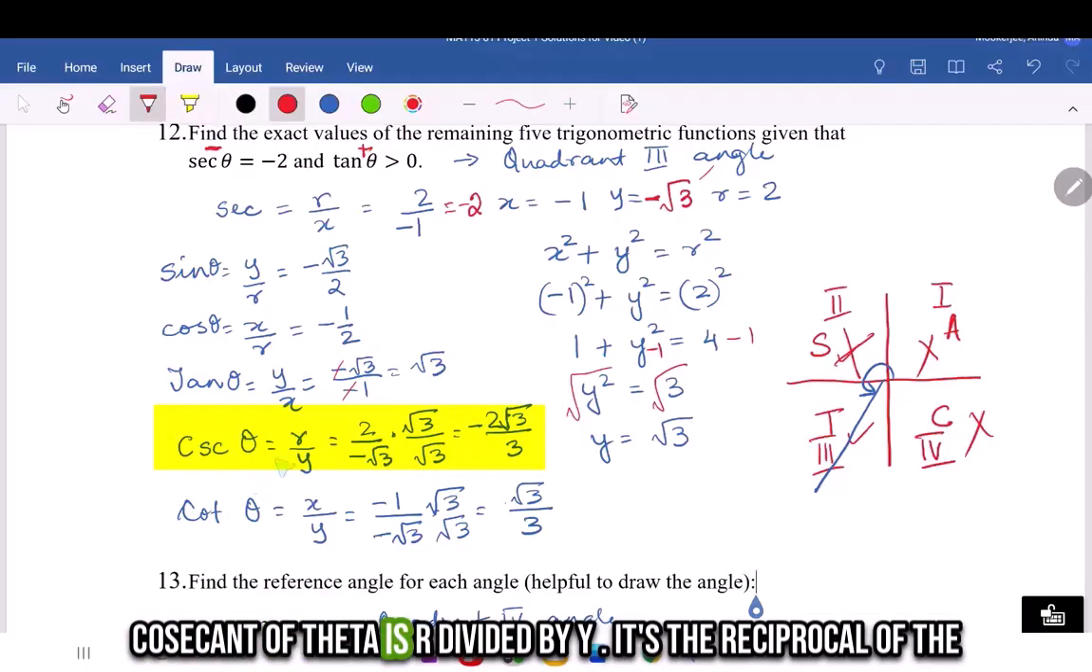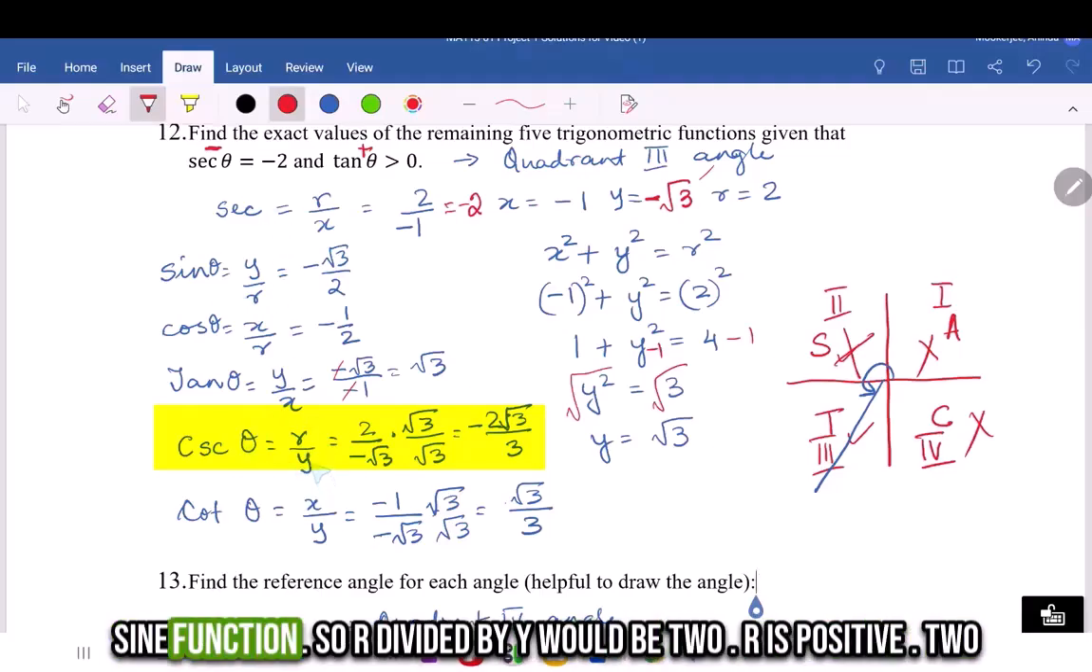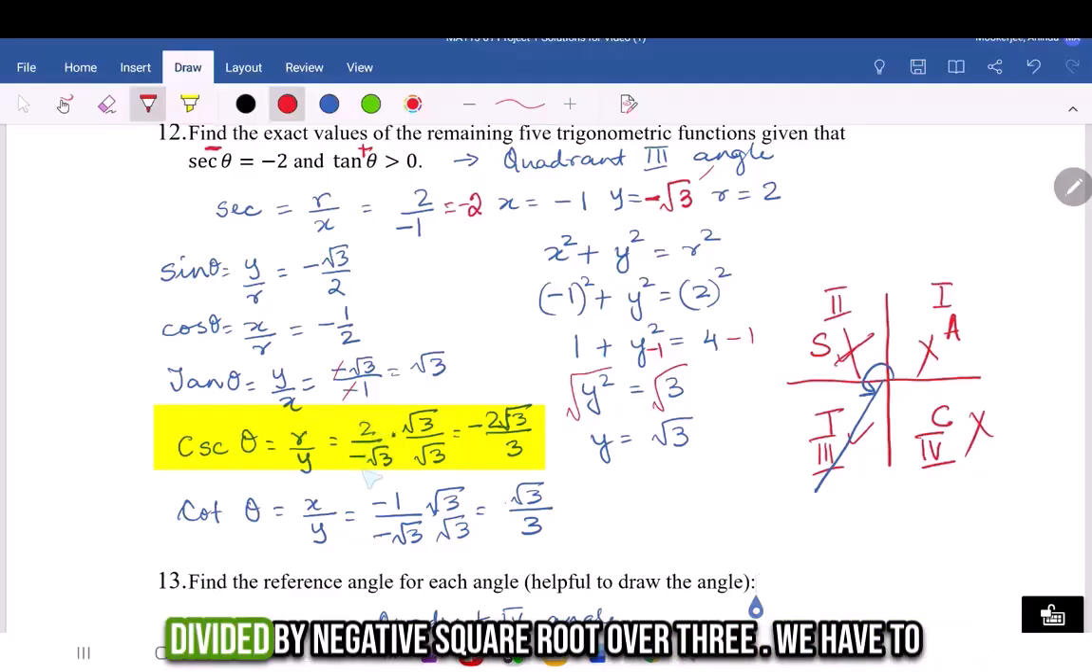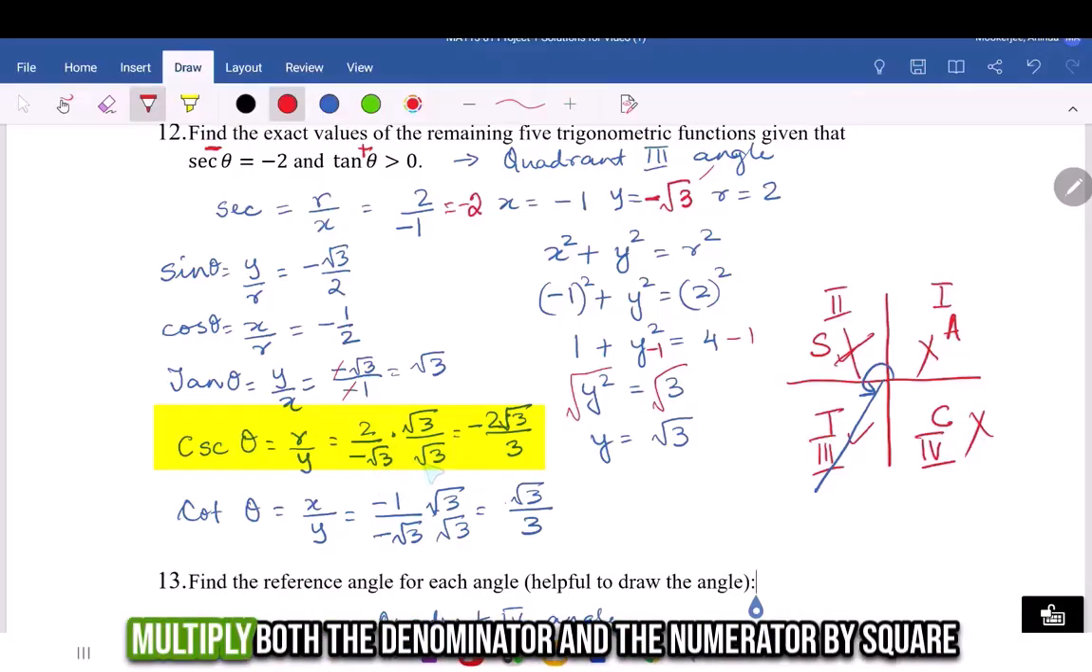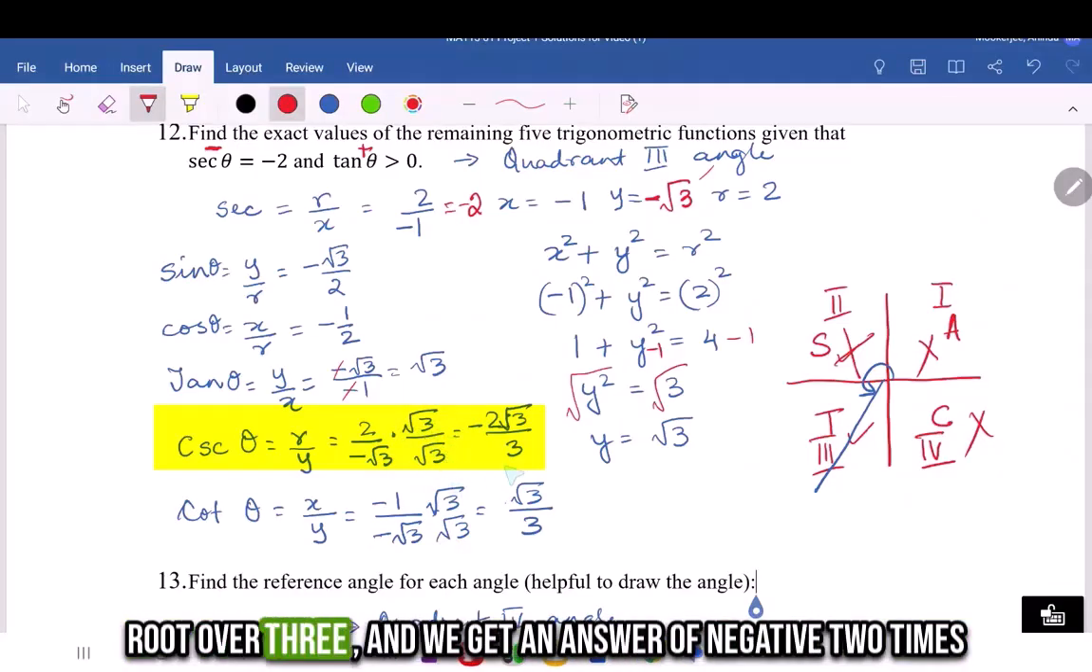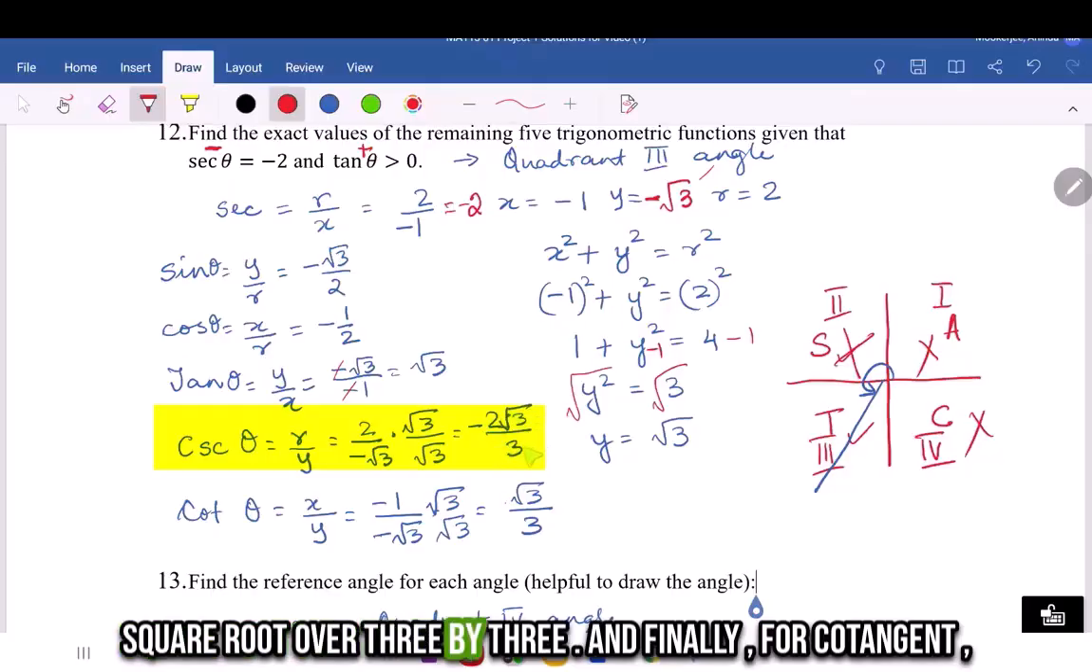Cosecant of theta is r divided by y. It's the reciprocal of the sine function. So r divided by y would be 2. R is positive. 2 divided by negative square root over 3. We have to rationalize the denominator to remove the radical sign. Multiply both the denominator and the numerator by square root over 3, and we get an answer of -2 times square root over 3 by 3.